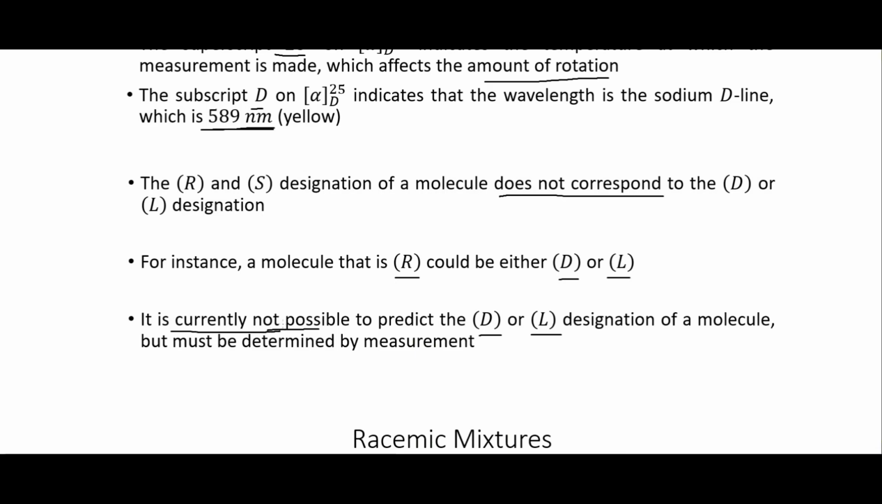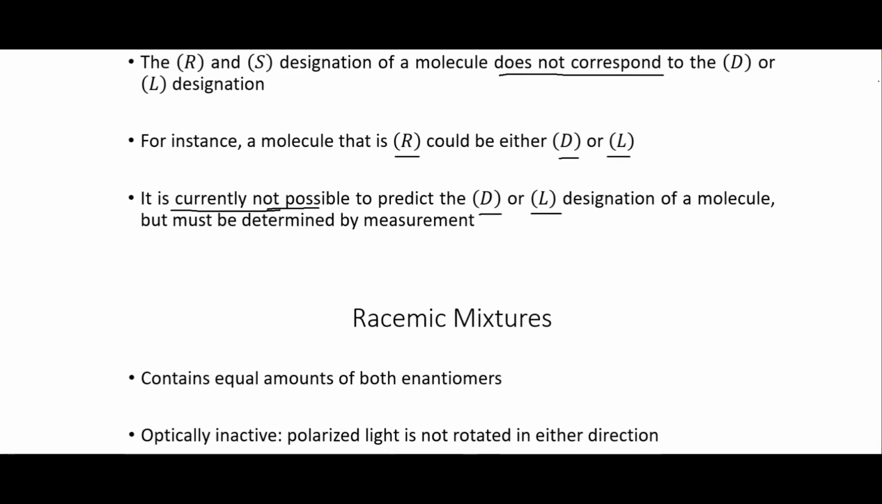I would argue that if we could solve the Schrodinger equation for an entire molecule, then it would probably be possible to predict which way it's going to rotate plane polarized light. But since we don't have anything that can do that, it is not actually possible to predict whether a molecule is going to be D or L. So the takeaway here is R and S do not correspond to D and L, and we can't predict D and L. It has to be measured.